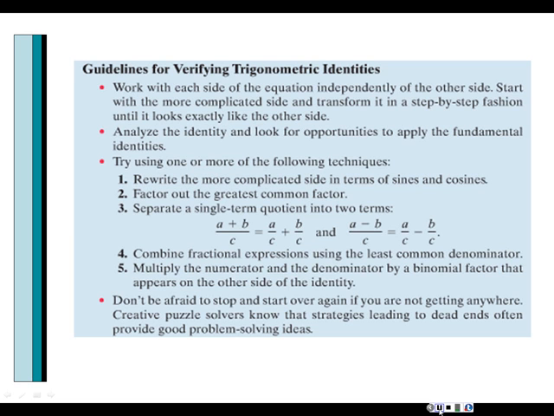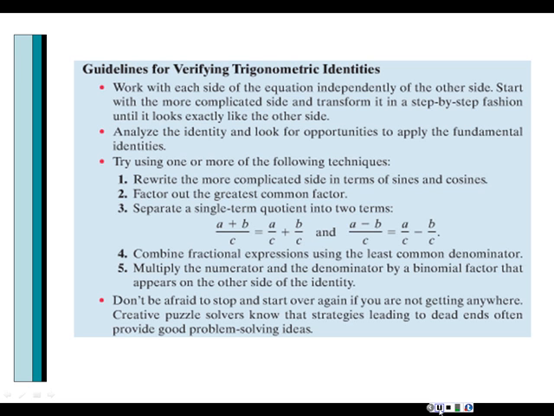But remember, in most of our cases we tried from left to right, but in some cases you can also choose right to left. That's why they said that whichever side looks complicated, start with that, because you want to make the complicated into the easy one, because sometimes making the easy one complicated is not easy. So that's why they said to start with the complicated one. But in most of our examples, we start from the left side. That's not always true. Analyze the identity and look for opportunities to apply the fundamental identities.